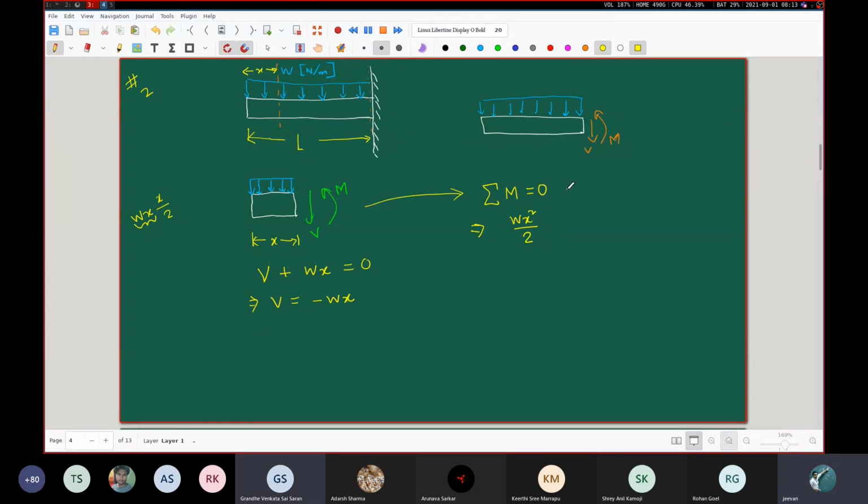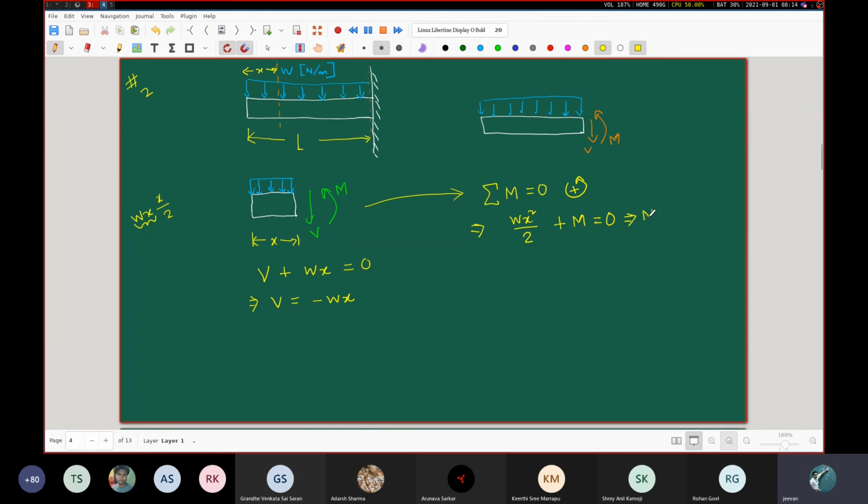So it is positive according to the convention. Positive, sir. So we have considered this anti-clockwise sense to be positive. So Wx square by 2. What is the other contribution by considering the balance of moment here? M. Plus M. So this is equal to 0.